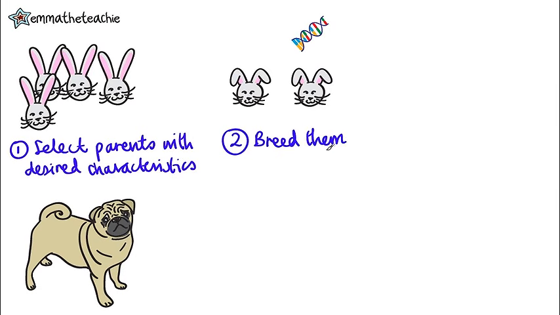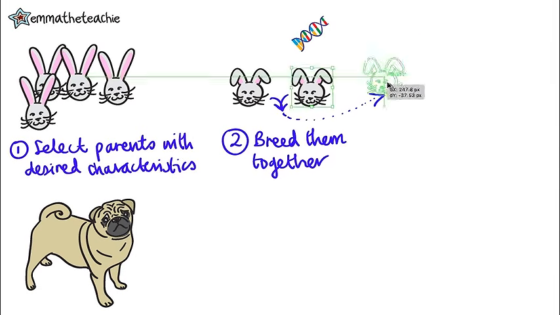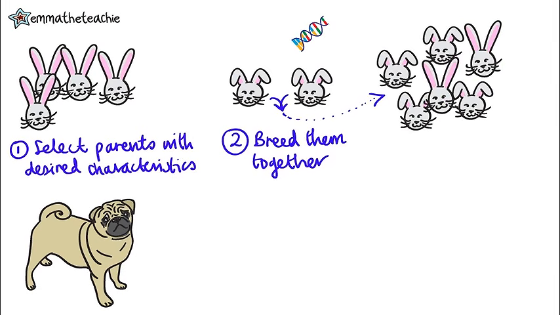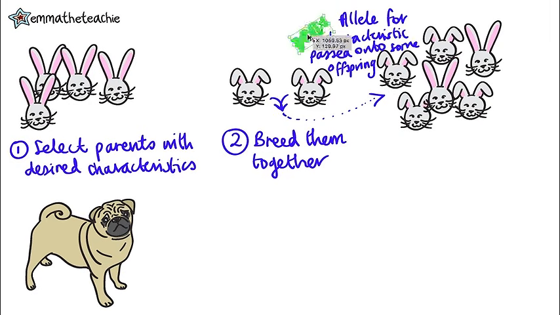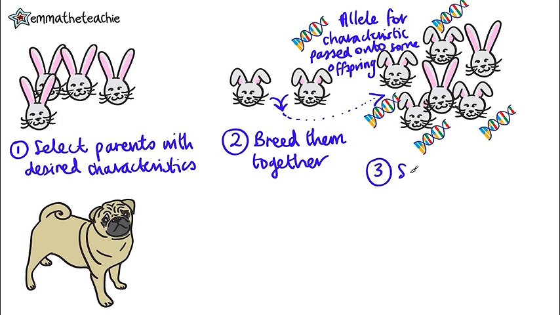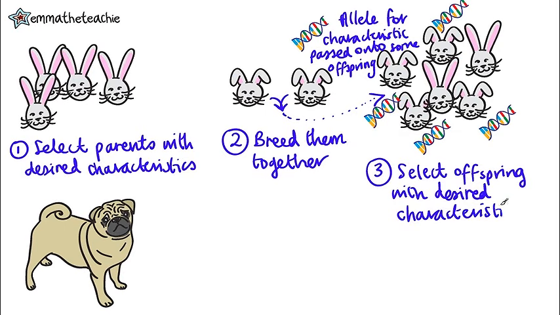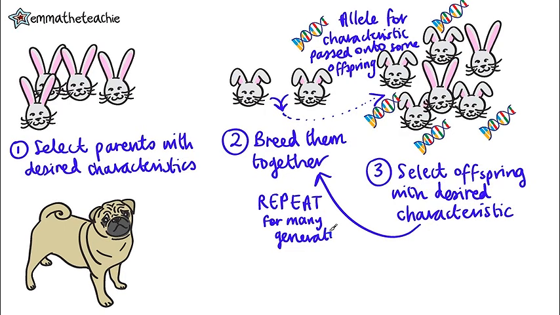The second step is to then breed them together. They will produce lots of offspring, some of which will have the floppy ears. This is because the allele for the characteristic is not always passed on to every offspring, just some. The third step is then to select the offspring that do have the desired characteristic, i.e. the floppy ears, and then you breed them together. You repeat this for many generations and eventually all of the offspring will have the desired characteristic.